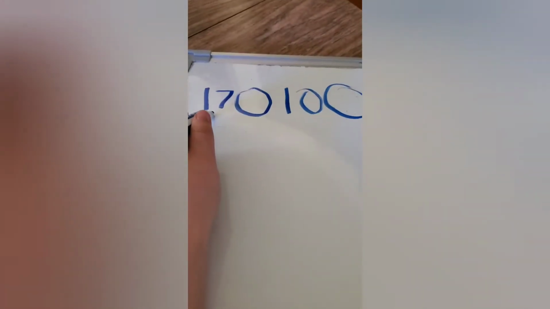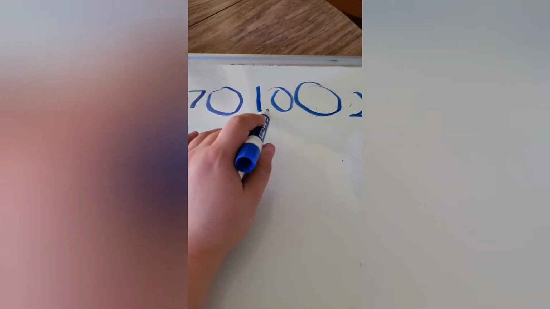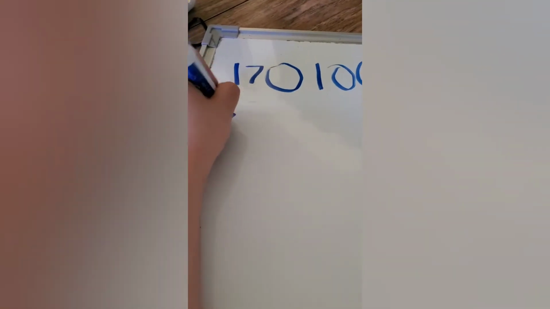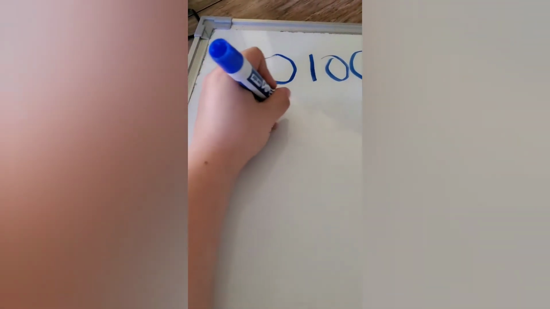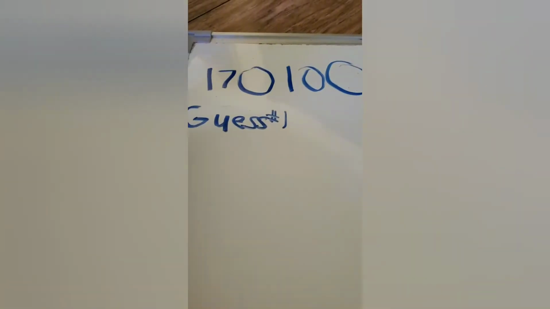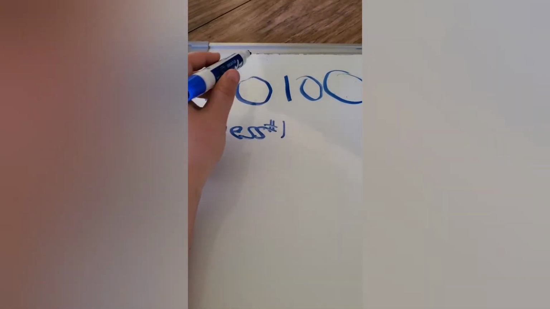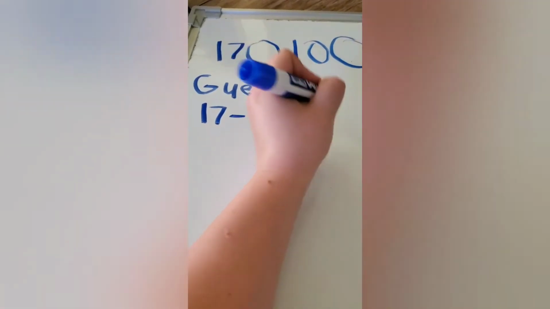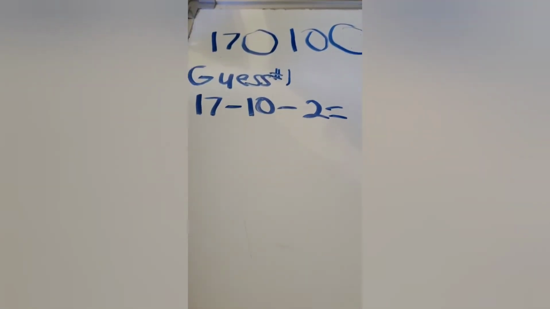All right, so let me get this ready. Okay, so here's my problem. 17 and 10 and 2 equals 9, okay? So here is my first guess. Okay, guess number 1. I'm going to try to put 2 subtraction signs in there. Let's see, 17 subtract 10 subtract 2. Let's see if that is right.